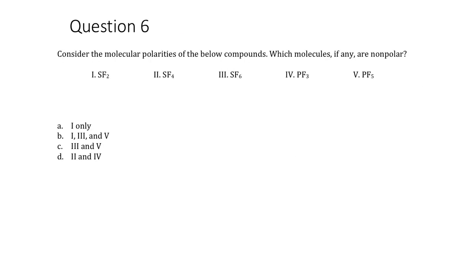Okay, moving on to question 6. Consider the molecular polarities of the molecules below. What can we say about the polarities? Well, let's start with SF6. Whenever we have a molecule like SF6, there are 6 valence electrons for sulfur, 6 times 7 for the fluorines.